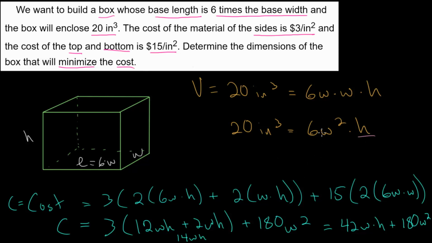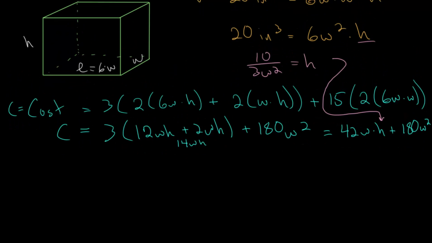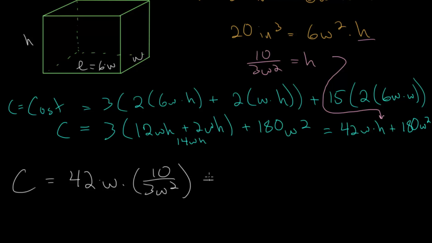And dividing each side by 6W squared, 20 over 6 reduces to 10 over 3, and then W squared is in the denominator. So we can solve for H, and everywhere we see an H, we can plug it in to our cost function. So let me just make a little bit of room here. And we can rewrite this cost function now, C, being equal to 42 times W times H, but H is 10 over 3W squared. We still have 180 W squared, and we can simplify this further.